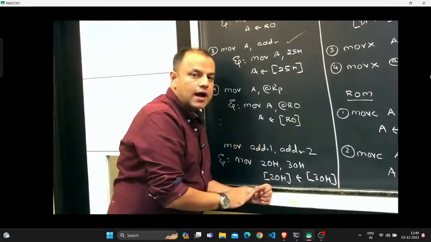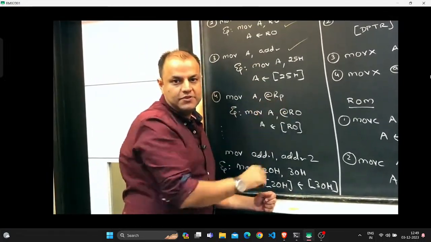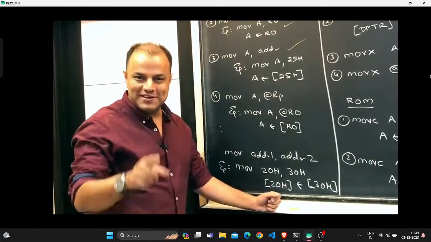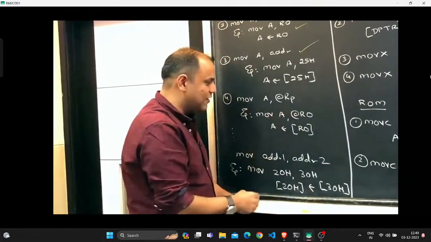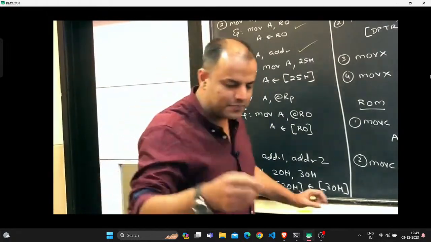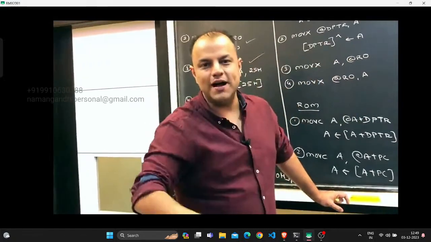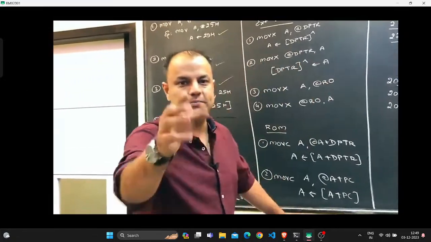MOV A, @Rp. Any register with an @ acts as a pointer. Rp means register pointer. Which are the two registers which can be used as pointers? Come on. R0 and R1. No other register. So it could be either R0 or R1. So MOV A, @R0. What does that mean? Who gets what? Come on, tell me. A gets the data from the location pointed by R0.